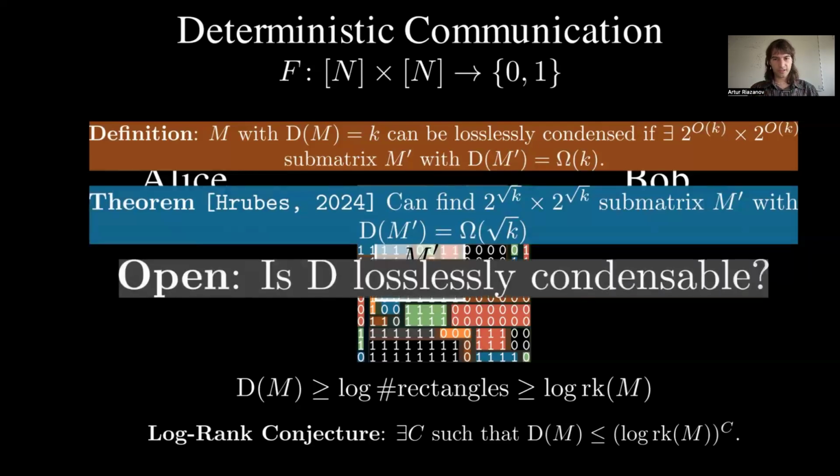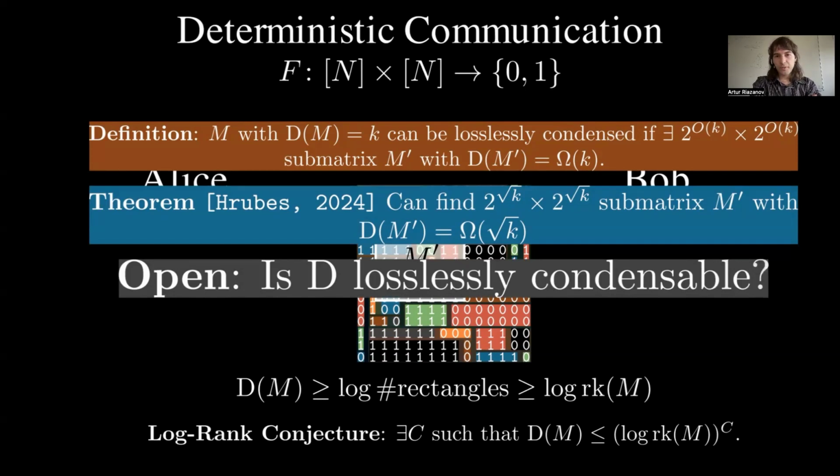So can we losslessly condense it? Can we find a submatrix of size 2^k by 2^k which retains the original communication complexity? Okay, so as a side result, we show that lifting from query complexity, a technique which recently worked to solve many open problems in communication, fails, which means that all lifted matrices are condensable. But it's just a side note. If you didn't understand, don't worry.